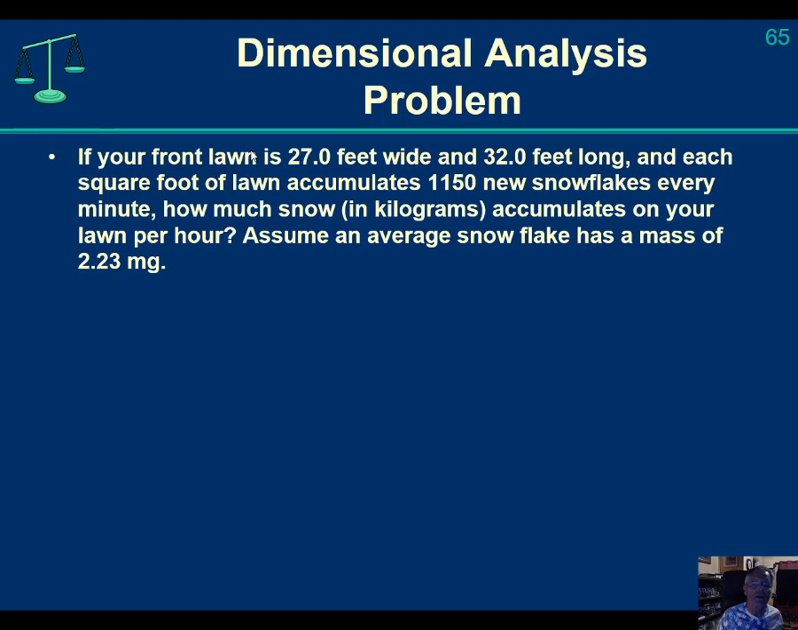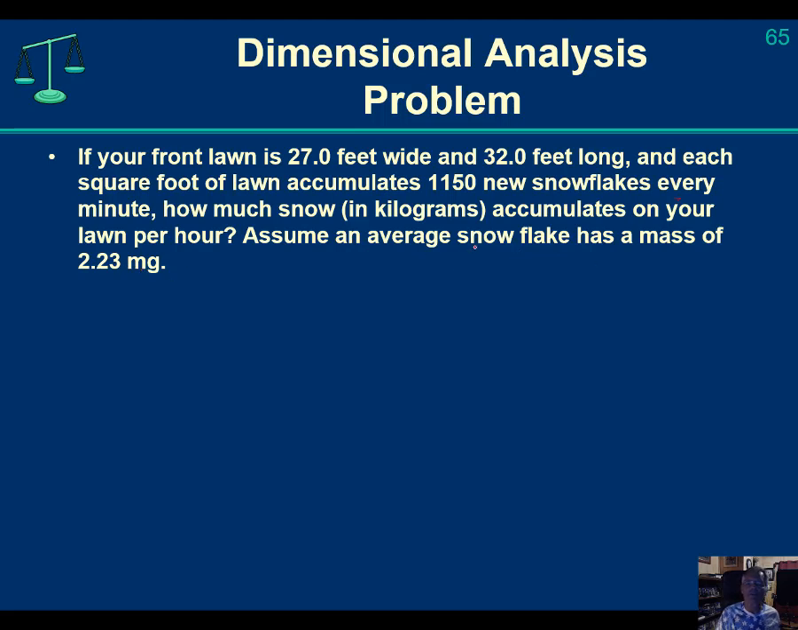If your lawn is 27 feet by 32 feet long, and each square foot of lawn accumulates 1,150 new snowflakes every minute, how much snow in kilograms accumulates on your lawn per hour? Assume the average snowflake has a mass of 2.23 milligrams.